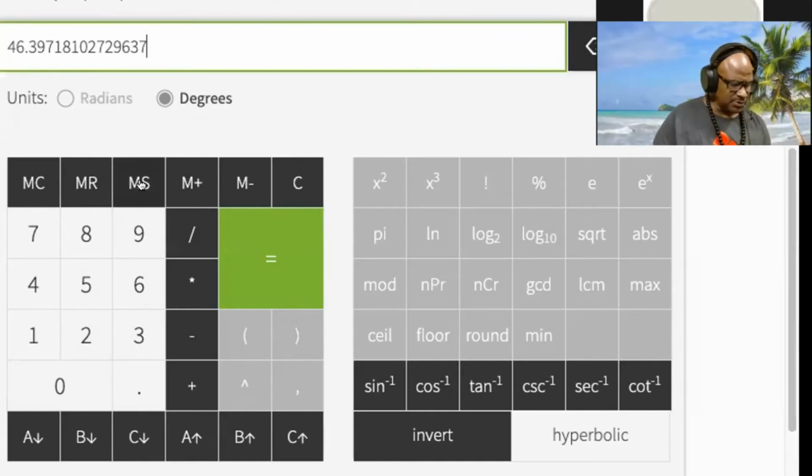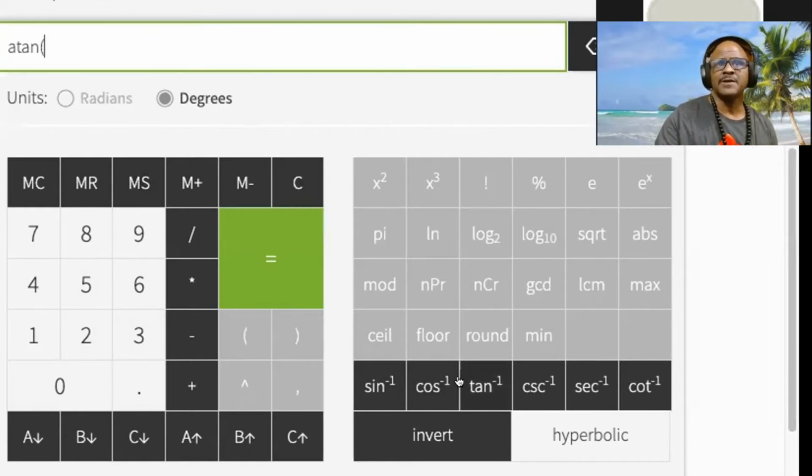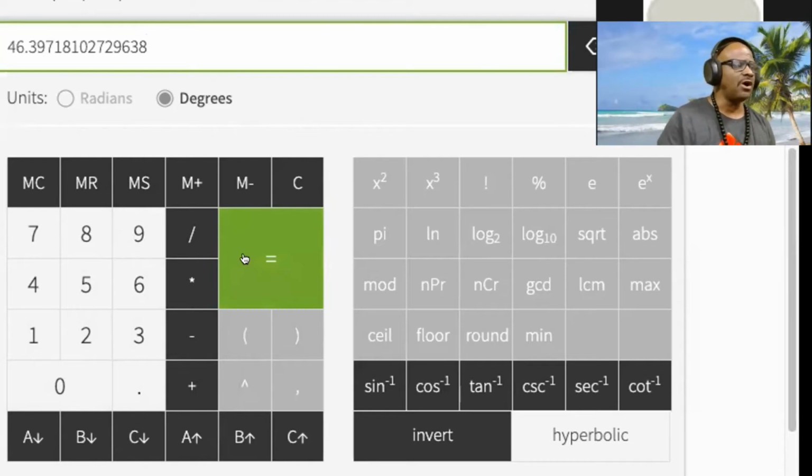And our last one was tan 21 over 20, right? So let's go ahead and do that one. We have tan 21 divided by 20, close the parentheses, equal sign. And as you can see, all three of these came out to be 46 degrees. And so we can be assured that our answer is correct. Okay, and if you got that correct, give yourselves a round of applause.